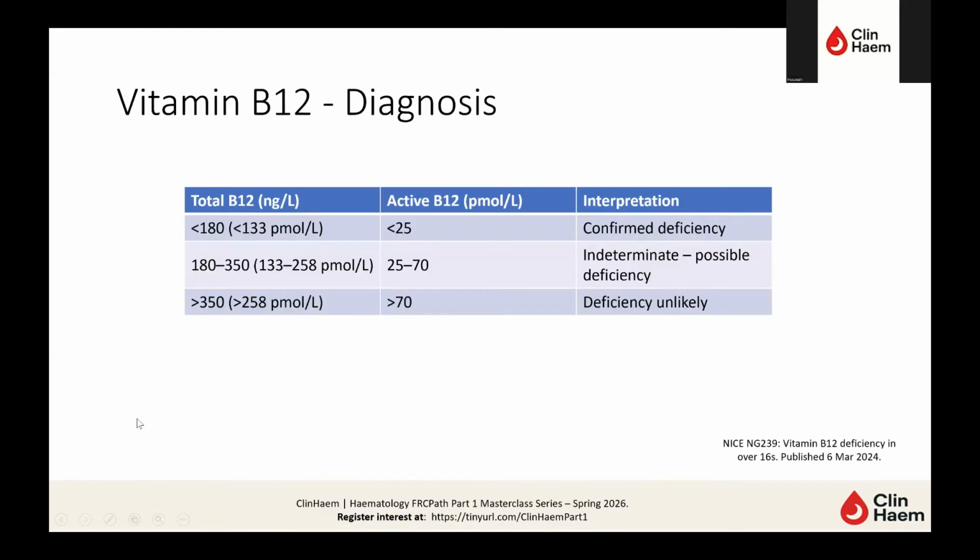Okay, so this is from the NICE guideline, and this gives you, because as I said, we don't have an exact value where if it goes below that, you magically diagnose it. So they give you cutoffs for confirmed, intermediate, or unlikely deficiency. So less than 180 (the BSH guidelines just use picomoles per liter), so less than 133 is confirmed deficiency, and less than 25 for active B12 is confirmed deficiency.